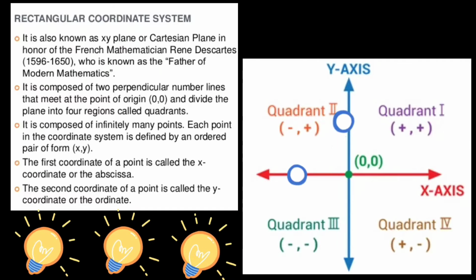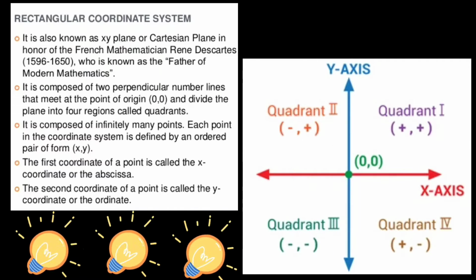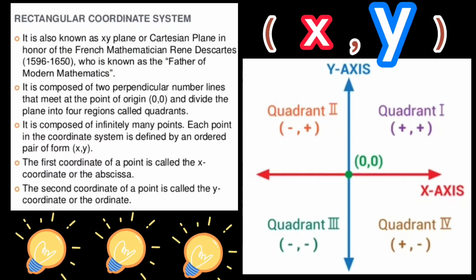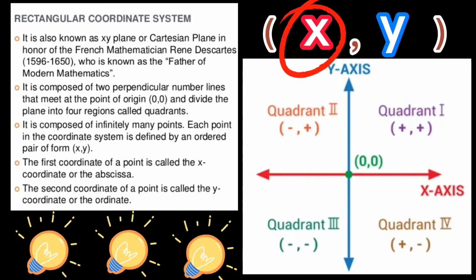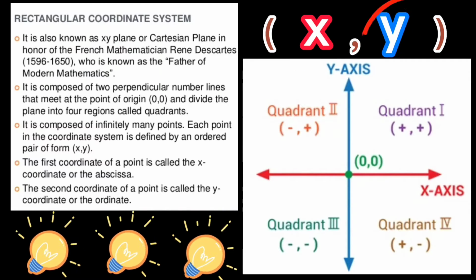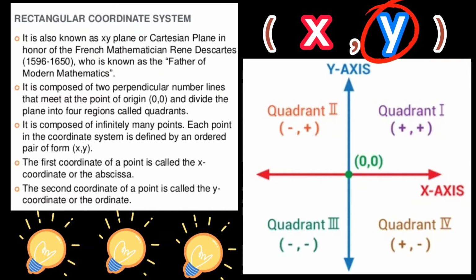Each point in the coordinate system is defined by an ordered pair of the form (x, y). The first coordinate of a point is called the x-coordinate or the abscissa. The second coordinate of a point is called the y-coordinate or the ordinate.